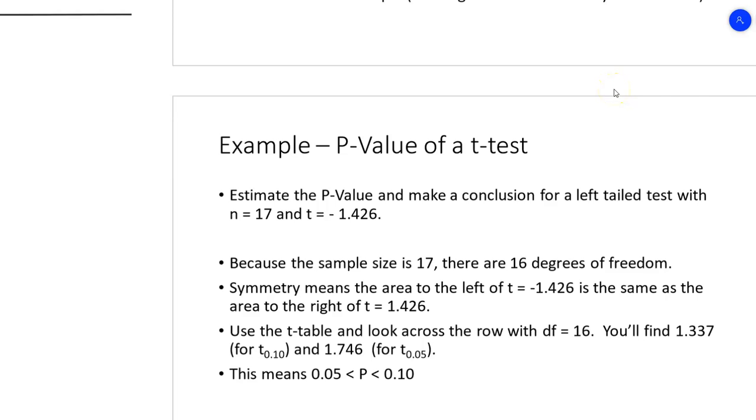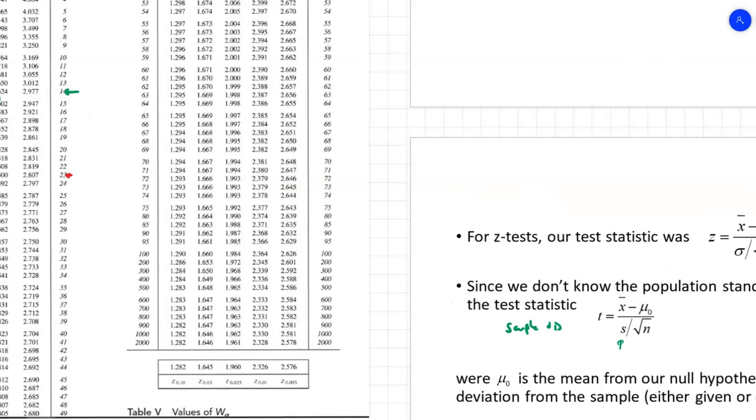All right, so let's take a look at this problem over here. Estimate the p-value, make a conclusion. This one's a left-tailed test. 17 items in the sample. Negative 1.426 is our t-value. So t equals negative 1.426, n equals 17. So let's go up here and pull up our t-chart.